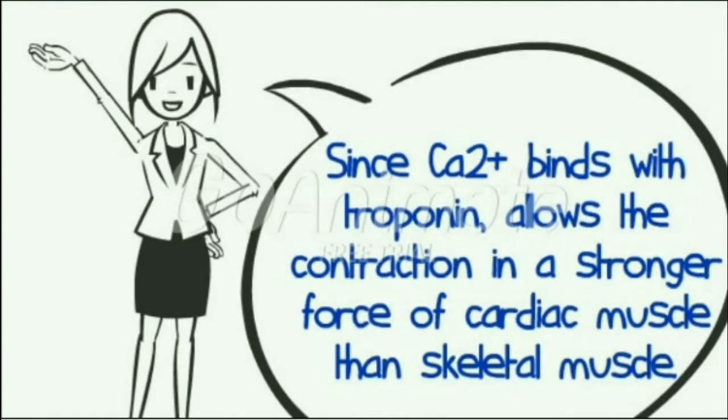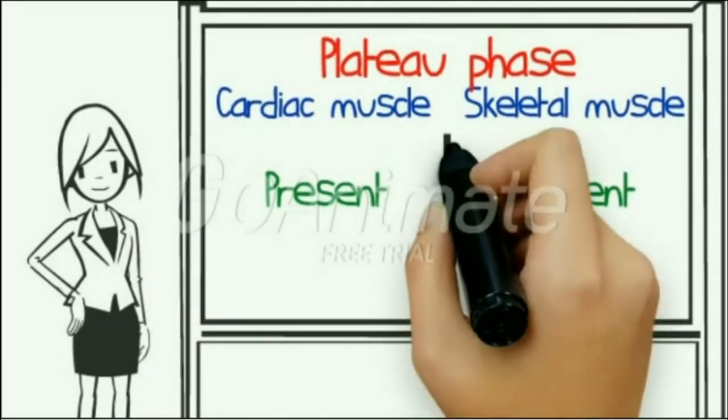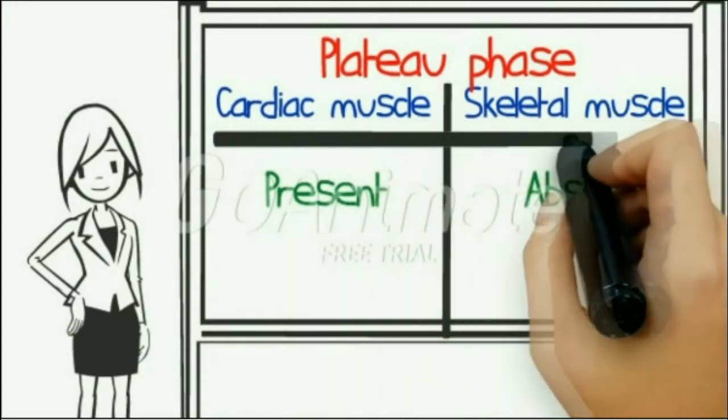Since calcium ions bind with troponin, this allows contraction with a stronger force in cardiac muscle than in skeletal muscle. Plateau phase is present in cardiac muscle but absent in skeletal muscle.